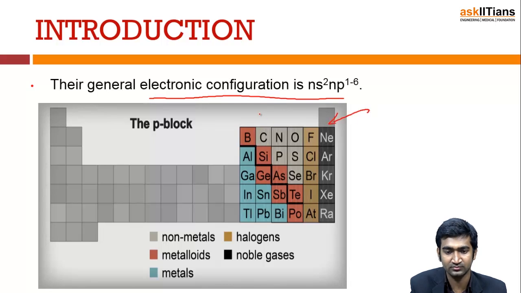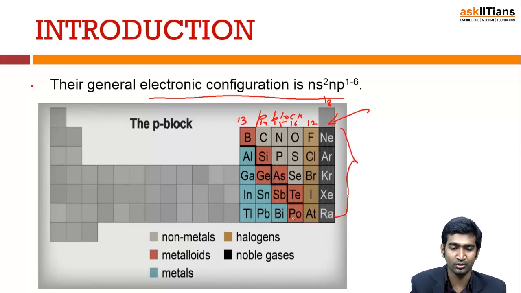This is the P Block, starting from 13, 14, 15, 16, 17 and 18. This whole bunch is your P Block Elements, in which you have non-metals also, and metalloids also. You can see here, these are the metalloids. These all are the metals: aluminium, gallium, indium, lead. These all are the noble gases: helium, neon, argon, krypton, xenon, radon. And the ones shown in yellow are the halogens.